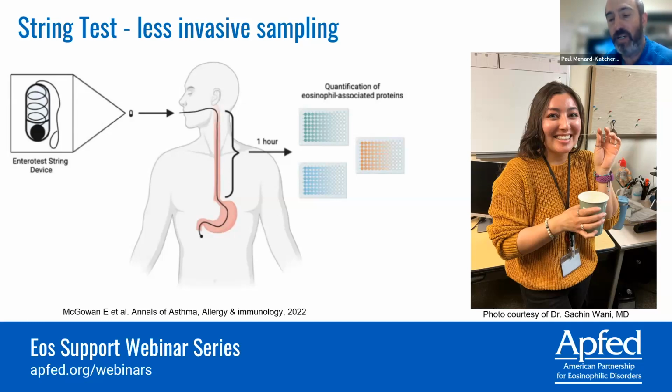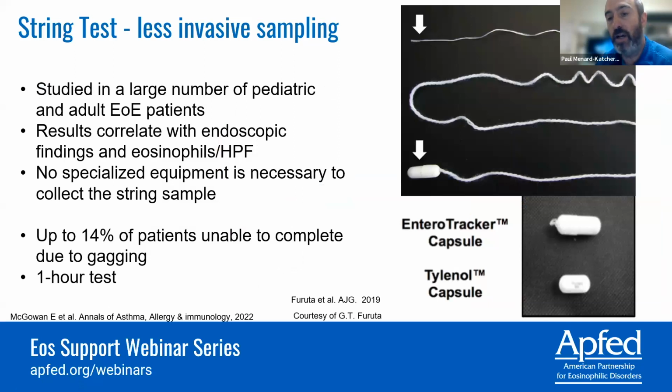On the right, you have a picture of Jasmine, who's one of our research assistants, just proving that the esophageal string test is well tolerated. We've been involved in this research for quite some time, and multiple of our research assistants and myself have undergone this esophageal string test. So advantages of the string test and patients in whom to consider it is that it's been studied in a large number of both pediatric and adult eosinophilic esophagitis patients. Results from the esophageal string test correlate fairly well with endoscopic findings and esophageal biopsies. Furthermore, no specialized equipment is necessary to collect the string sample. It's just collected in clinic and then sent to a centralized laboratory for analysis. On the right, you can see that the size of the capsule approximates the size of a Tylenol capsule, so it is usually readily swallowed.